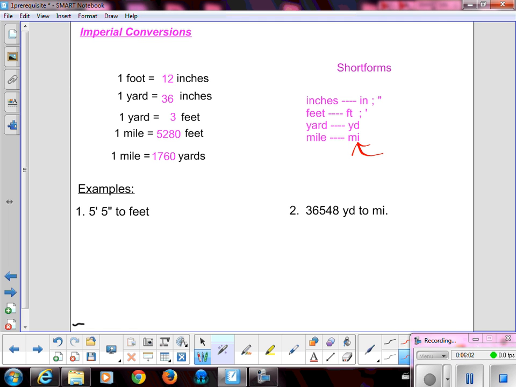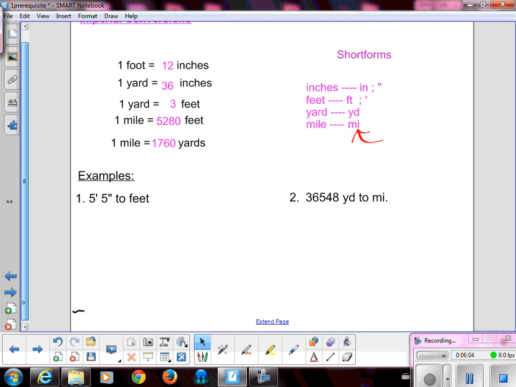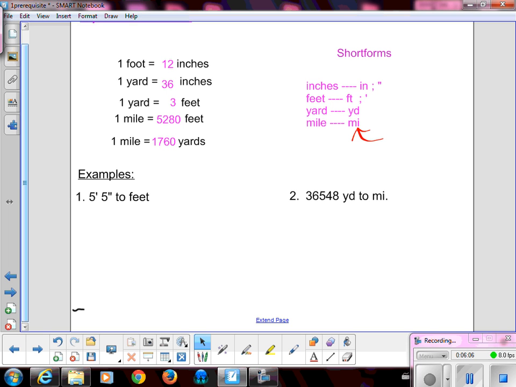All right, so let's take a look at the first example. It says 5 feet 5 inches to feet. Well, hold on. I already have some feet there. You're right, but my 5 inches isn't expressed as a foot. It's expressed as an inch. So what I can do is a couple different things, and I'm going to set it up. I need to change that 5 inches. I need to change it so that it's something feet.